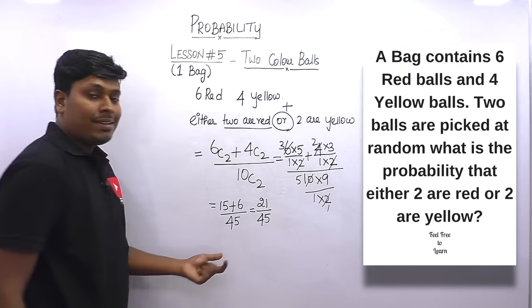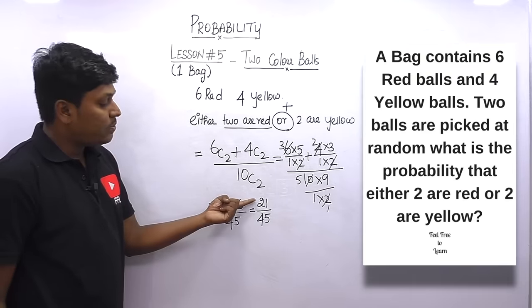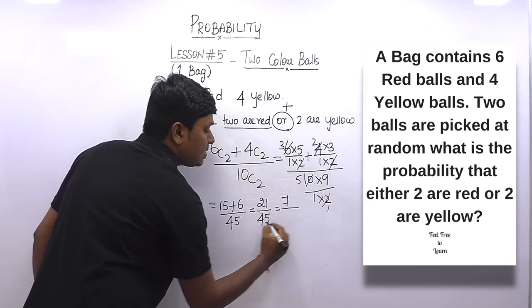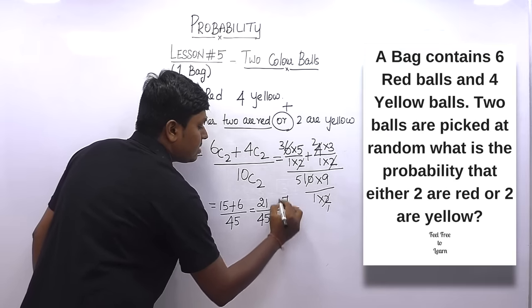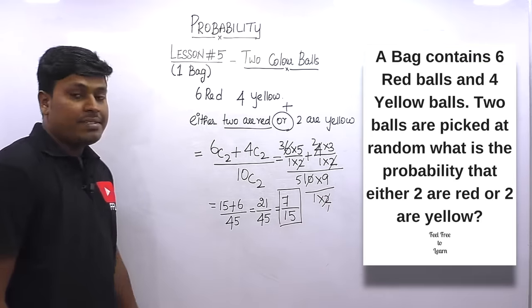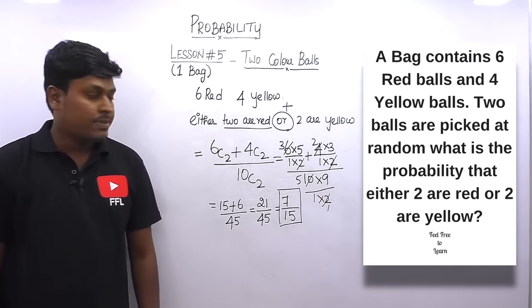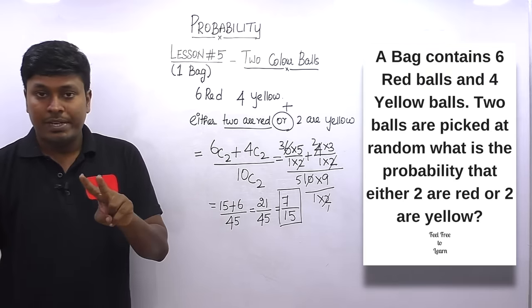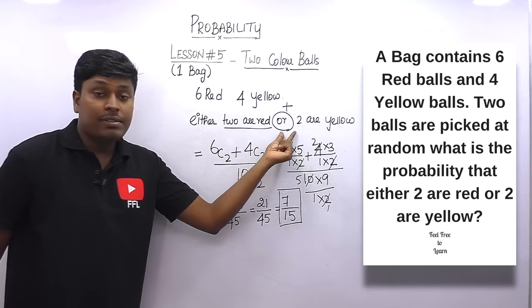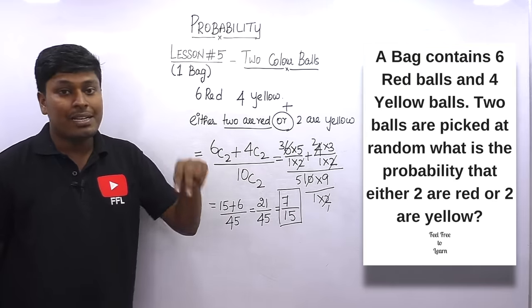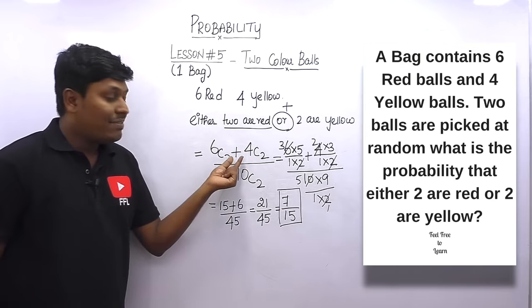If you want to cancel this on the 3 table, you can cancel it. When you cancel this on the 3 table, 7 3s are 21, and 3 fives are 15. So finally we can say that the answer for question number 3 is 7 divided by 15. So from this question number 3, you have to learn only one thing: the target is to pick 2 balls, and here we have found the word OR, which means addition. In the previous question, we multiplied it, but in this question, we have added it.